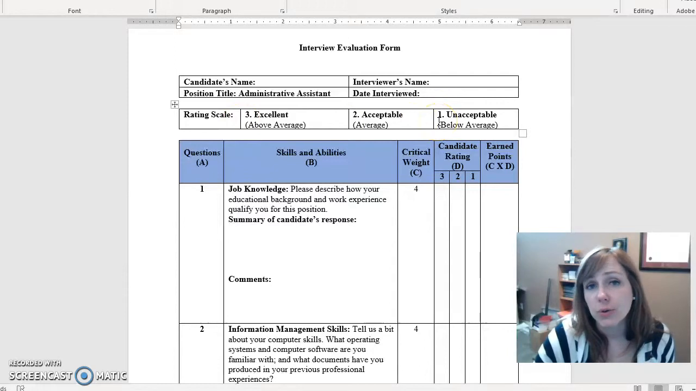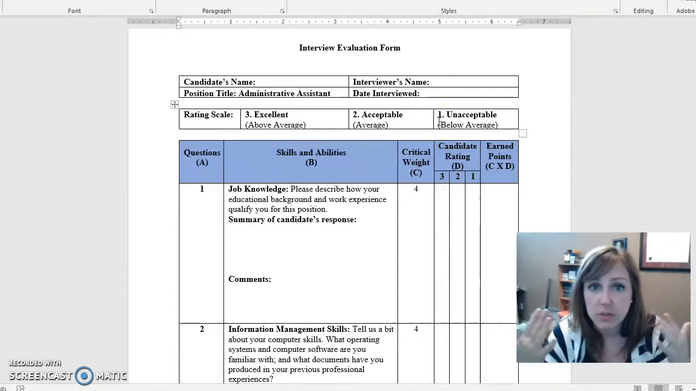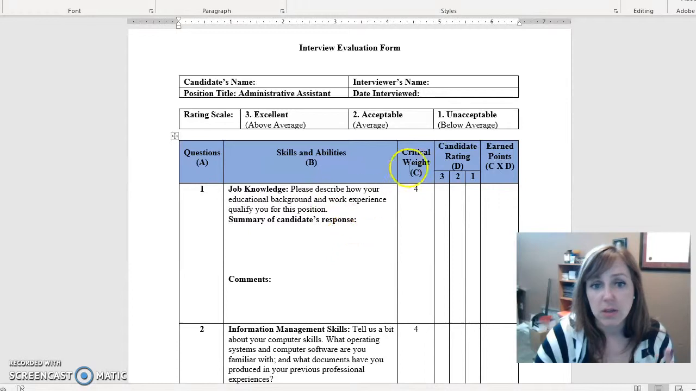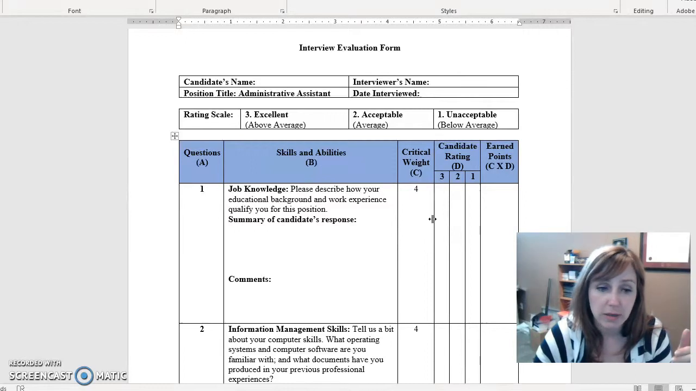A rating scale, so how will you rate their answers? What is an excellent answer versus an acceptable, average, or unsatisfactory answer? You'll include all of the questions and how they're weighted. All of the questions should be weighted. Some are worth a 5 or a 4 or 2. If you ask a question about skills and qualifications, that one's probably worth more than a question about someone's strengths. And so you decide how to weight those.